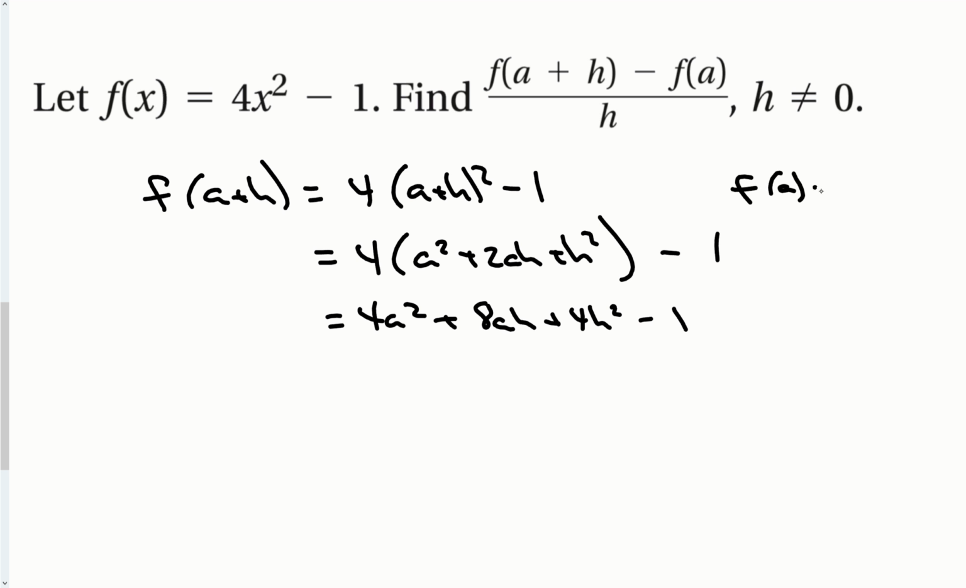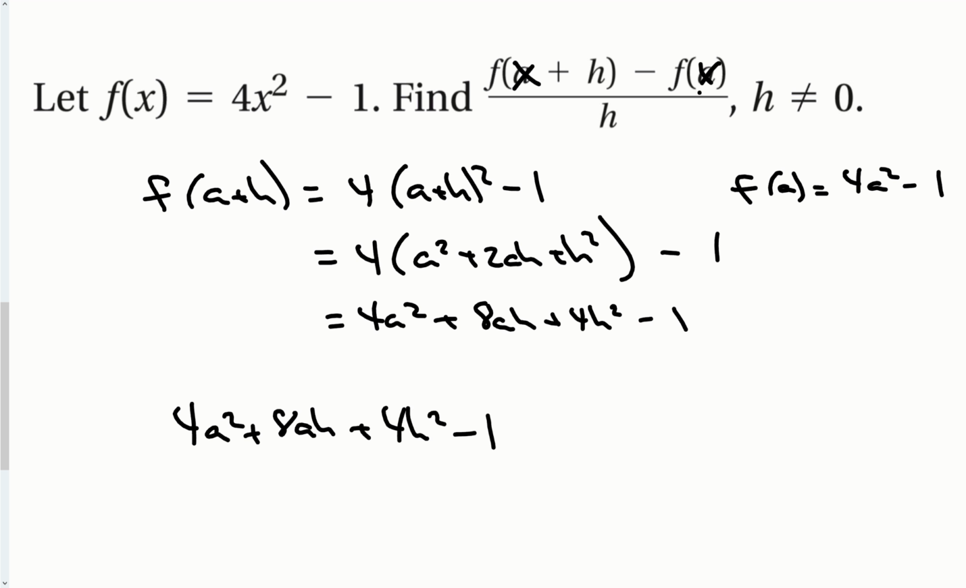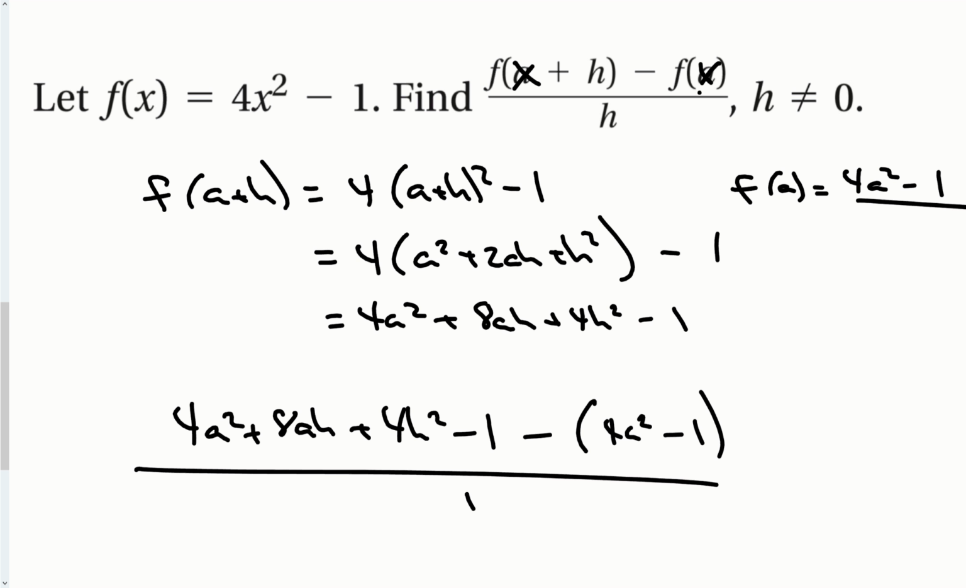f of a is simply going to replace the x with the a squared, which is, again, this formula. You might see it like this sometimes, so that way you don't even have to do this step and there's x's in it, which is probably the way I would give it to you. So 4a squared plus 8ah plus 4h squared minus 1. Subtract off this whole function, so we have 4a squared minus 1 all over h.